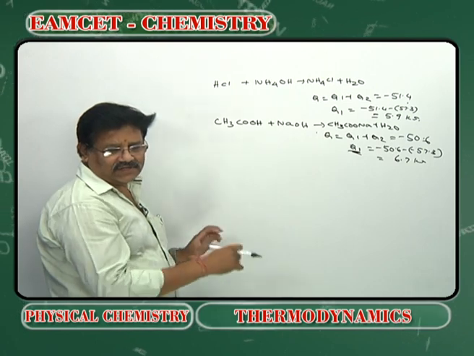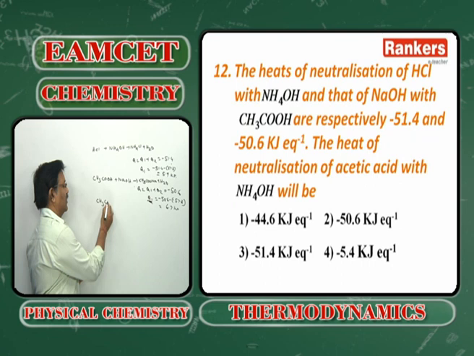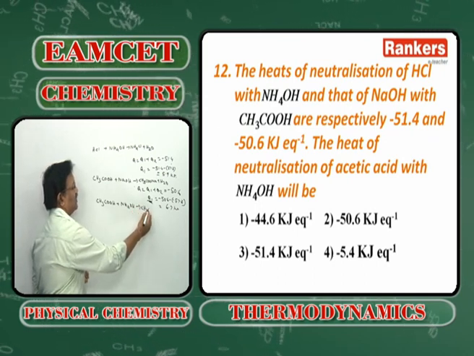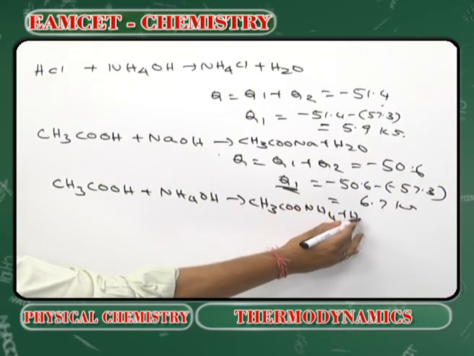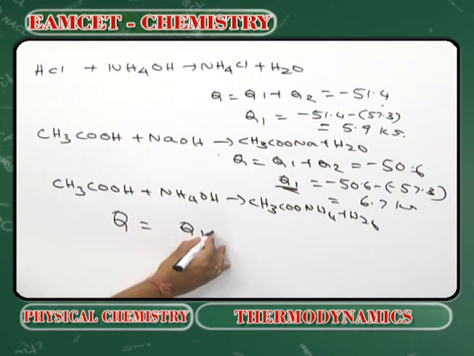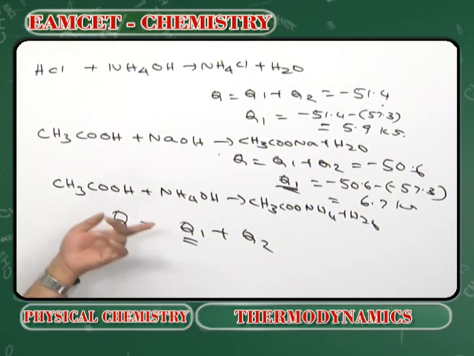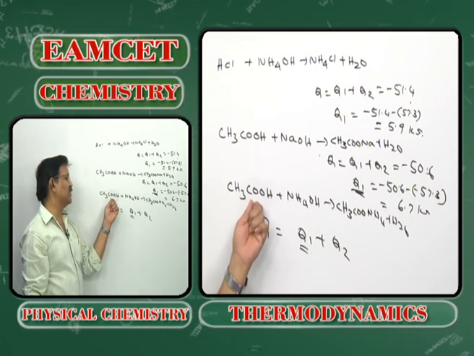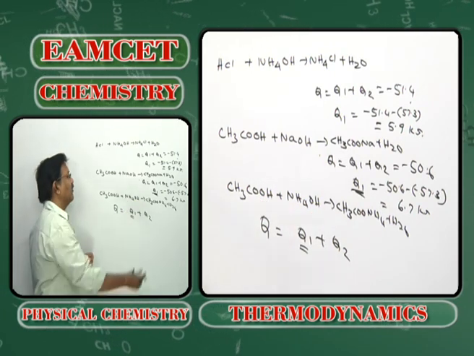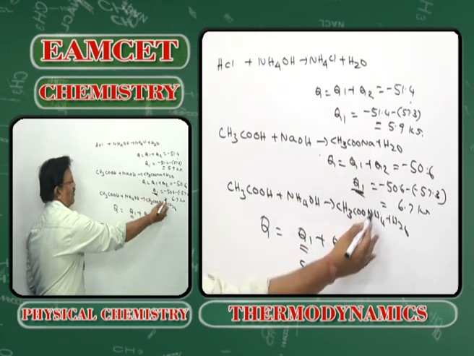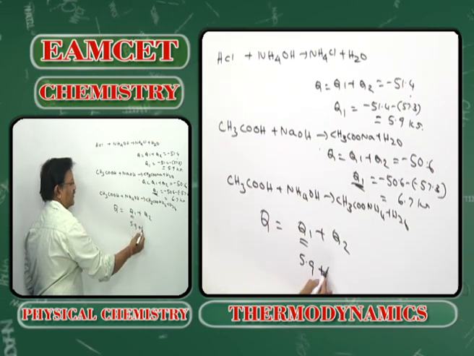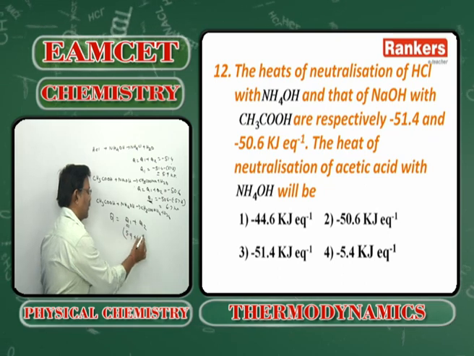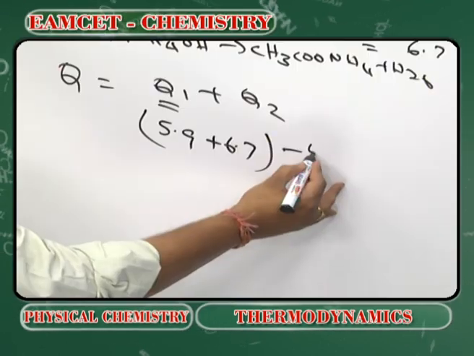Now coming to the third equation, CH3COOH plus NH4OH giving rise to CH3COONH4 plus H2O. Here Q will be equal to Q1 plus Q2. What will be the Q1 value here? Because acetic acid and ammonium hydroxide both happen to be weak, Q1 is equal to heat of ionization of acetic acid plus heat of ionization of ammonium hydroxide. The heat of ionization of ammonium hydroxide is 5.9, and of acetic acid is 6.7 kilojoules, plus Q2. Q2 is always constant. What is that?